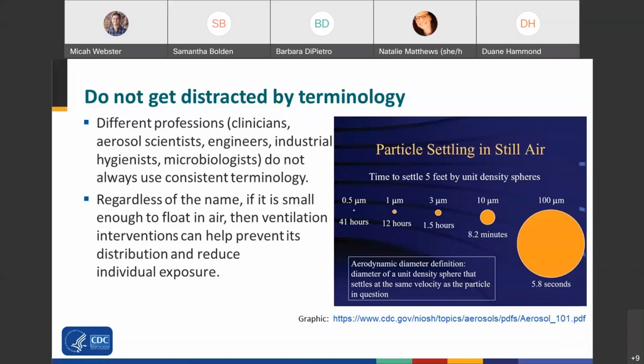And so size distribution of a cough certainly has a wide particle size distribution, but really the takeaway from this graphic is that regardless of what terminology you use, droplet, aerosol, particle, if it's small enough to float in the air, ventilation interventions can help prevent its distribution and reduce individual exposure by dilution and filtration.